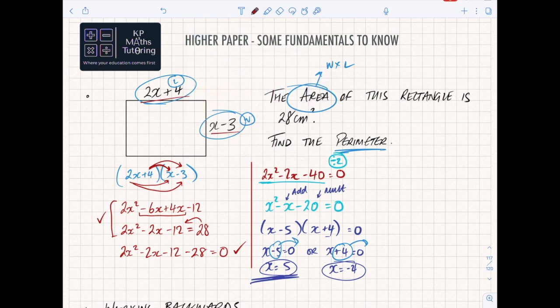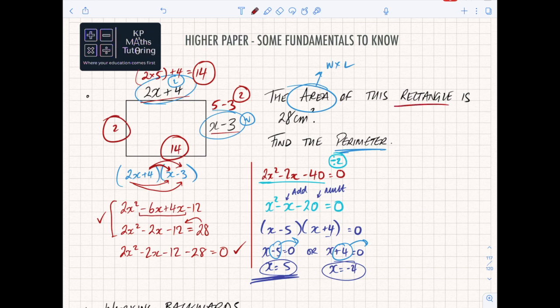So what I'm doing is saying 5 minus 3 goes there, and then this becomes 2 times 5, and then plus 4. So 2 times 5 is 10, plus 4 is 14, and 5 minus 3 is 2. So my sides become 14 and 2. This becomes 14. This becomes 2, because they have to be the same because it's a rectangle. It tells me in the question it's a rectangle.